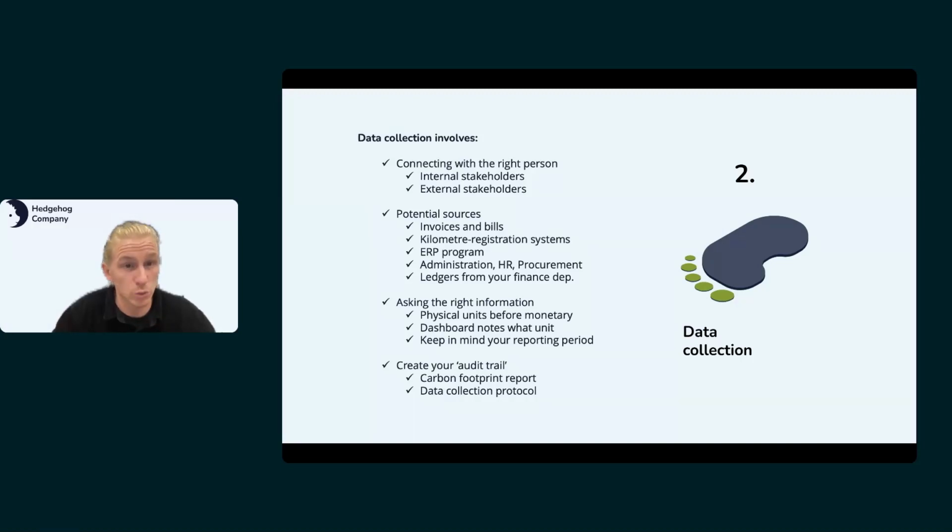So what are potential sources? I've listed just a few that came from the top of my mind. But think of invoices and bills. Think of kilometer registration systems for business travel and employee commuting. Think of your enterprise resource planning software to gather information. Think of your colleagues at the administration, at HR, at procurement, or go to your financial department and request the ledgers on procurement.